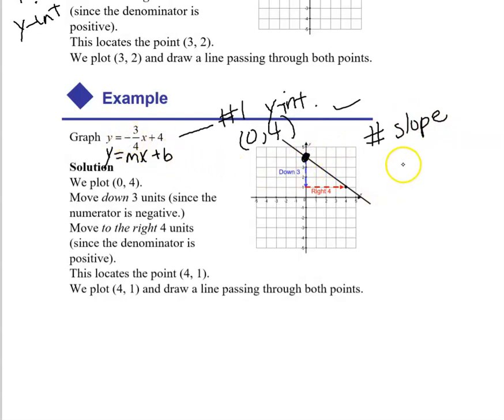So our slope is negative 3/4. That's the rise over run. It's negative, so that means we're going to go down 1, 2, 3. And it's a positive 4, so we would go to the right 1, 2, 3, 4. And then we plot our points.